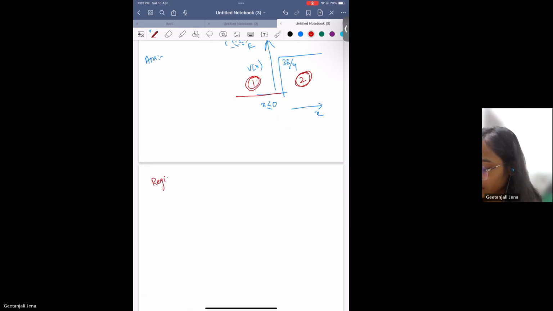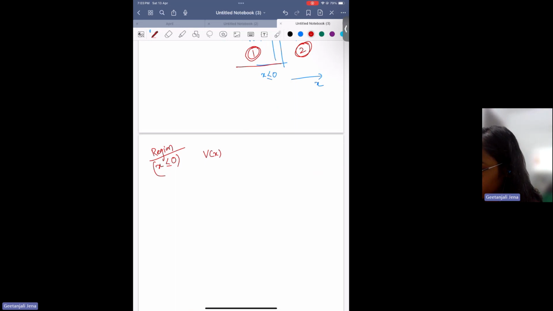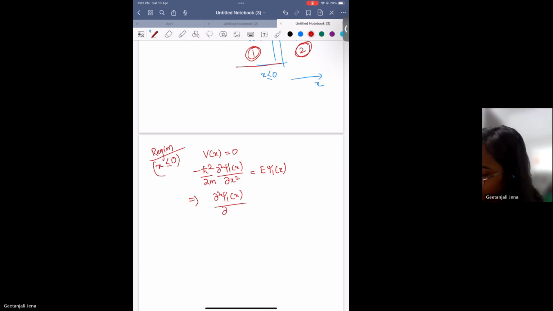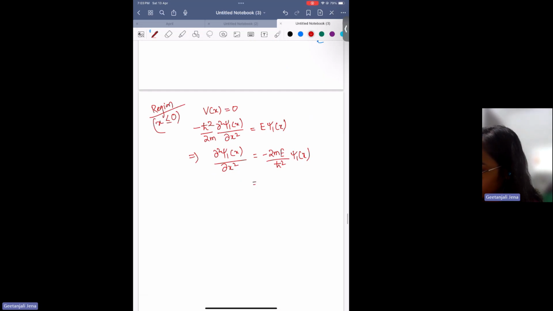If you see region 1, which is x less than or equal to 0, here V of x is 0, right? So if you write down the Schrodinger equation, it will be minus h-bar square by 2m times d square psi 1 of x by dx square equal to E psi 1 of x. That means d square psi 1 by dx square would be equal to minus 2mE by h-bar square psi 1 of x. If you take this constant term as some k1 square, you now have a second order differential equation.